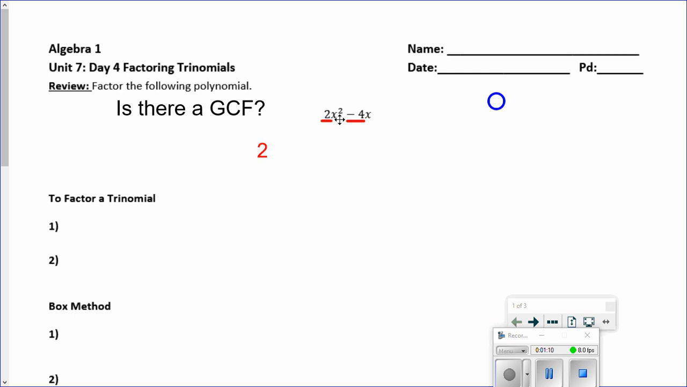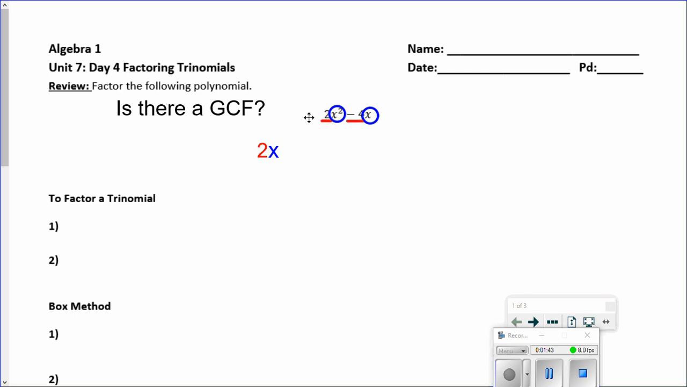Then I look at the variables. I have an x squared and I have an x. How many x's can I take out from each of them evenly? Well, they both have at least one x, so I can take out a single x. So 2x is my GCF, but I'm not done factoring because now I need to write the leftovers.